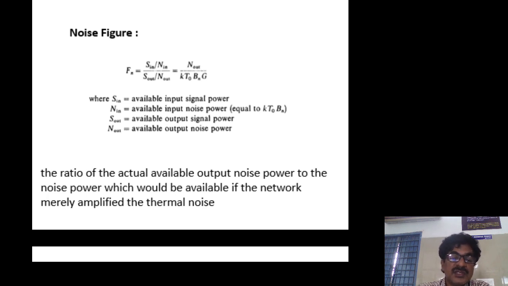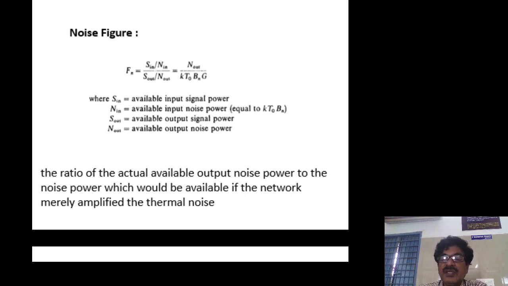Both are used to know the rejection capability. The decimal representation of the noise figure is the noise factor. And already I said that it is the ratio of input signal to noise ratio to output signal to noise ratio. Therefore, we can express Fn equal to S in by N in divided by S out by N out.